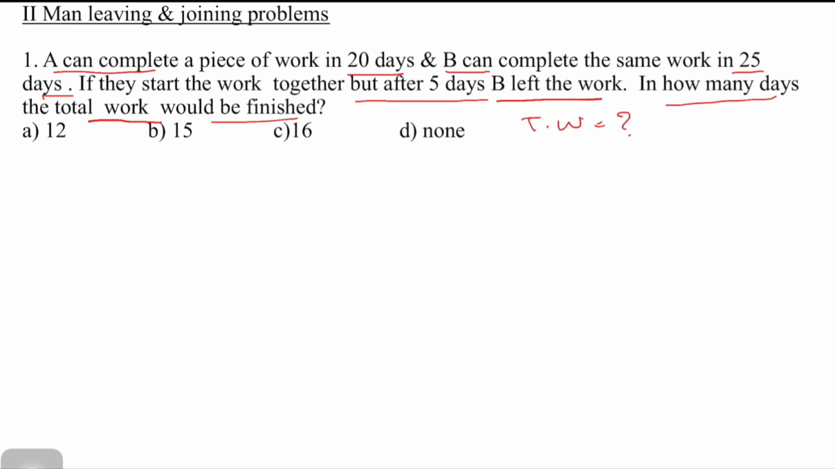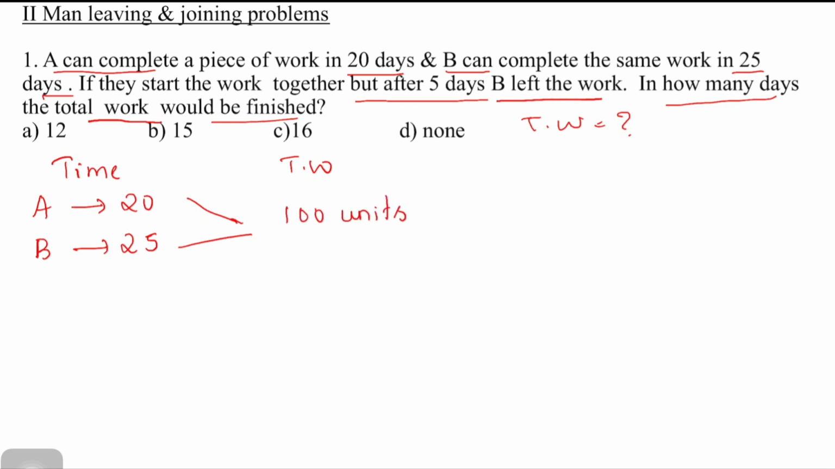Okay, so first we'll see the time. A can complete a piece of work in 20 days and B can complete it in 25 days. So the total work is what? LCM of 20 and 25. 25 ones are 25, not divisible by 20; 25 twos are 50, not divisible by 20; 25 threes are 75, not divisible by 20; 25 fours are 100, divisible by 20. So 100 is the LCM. So 100 units is the total work.